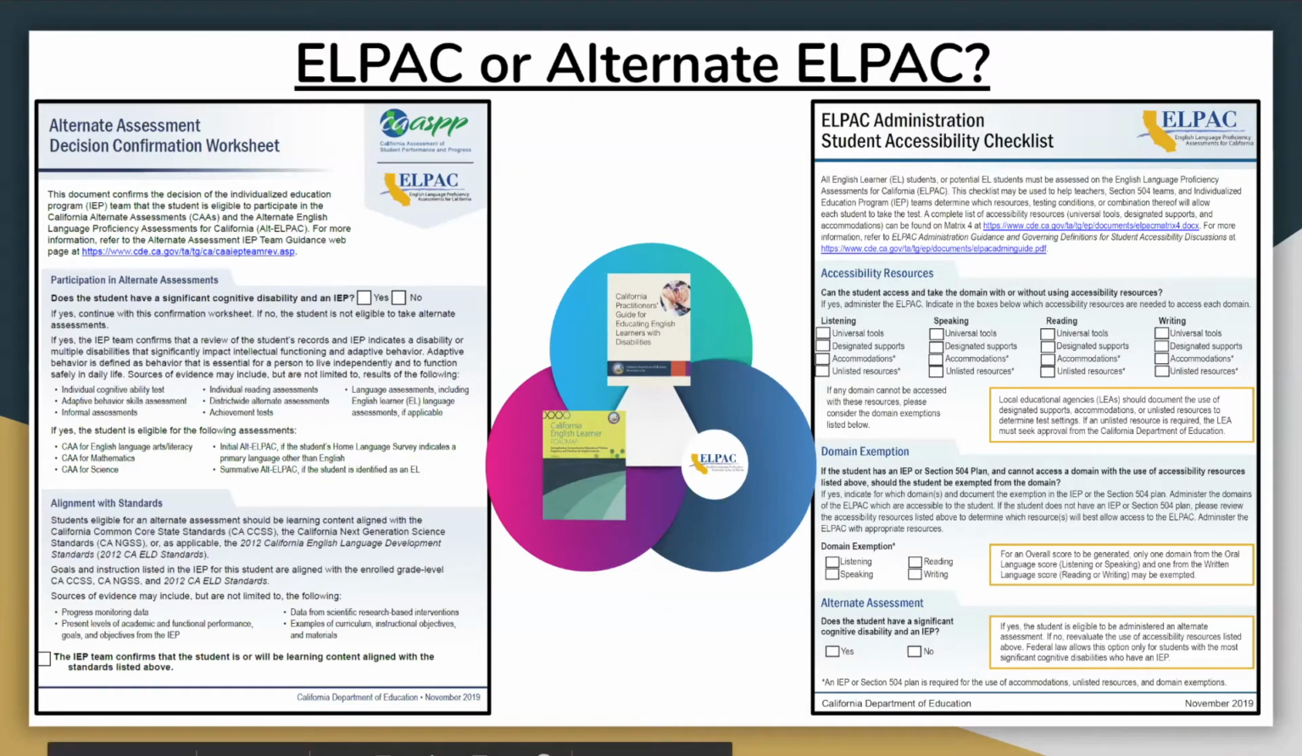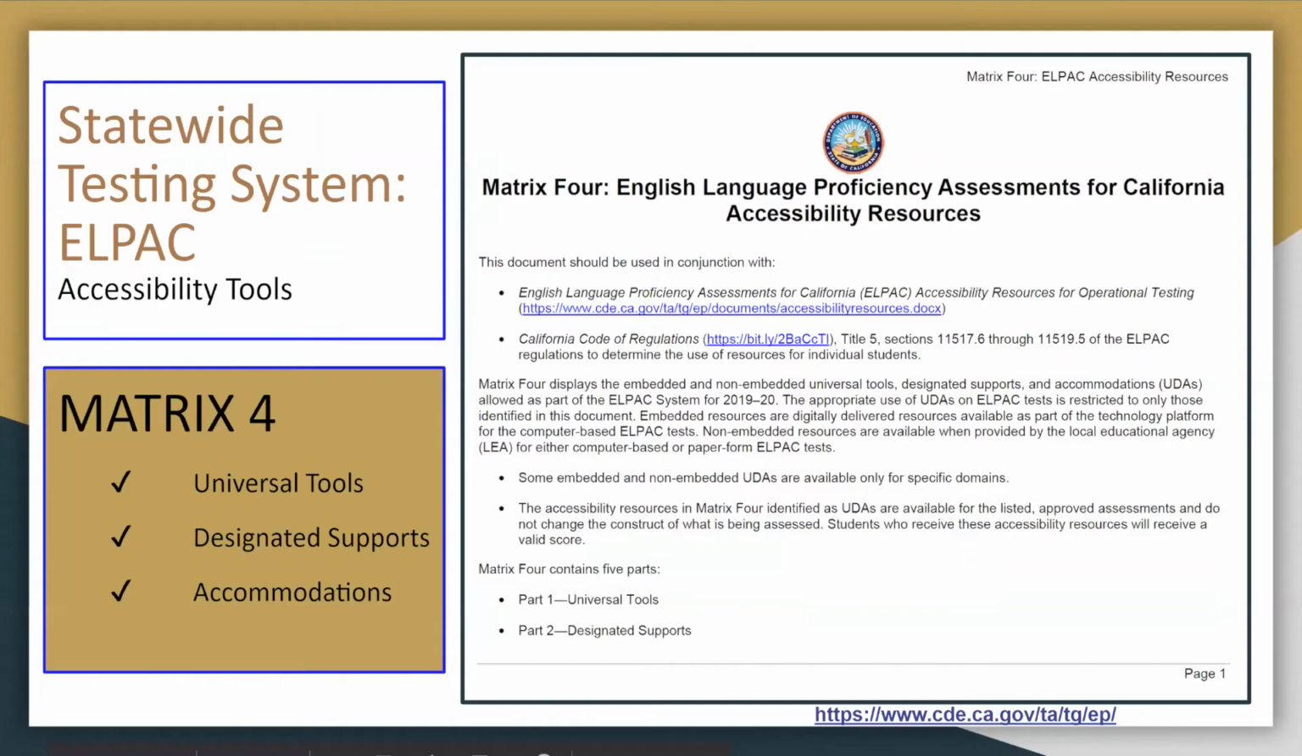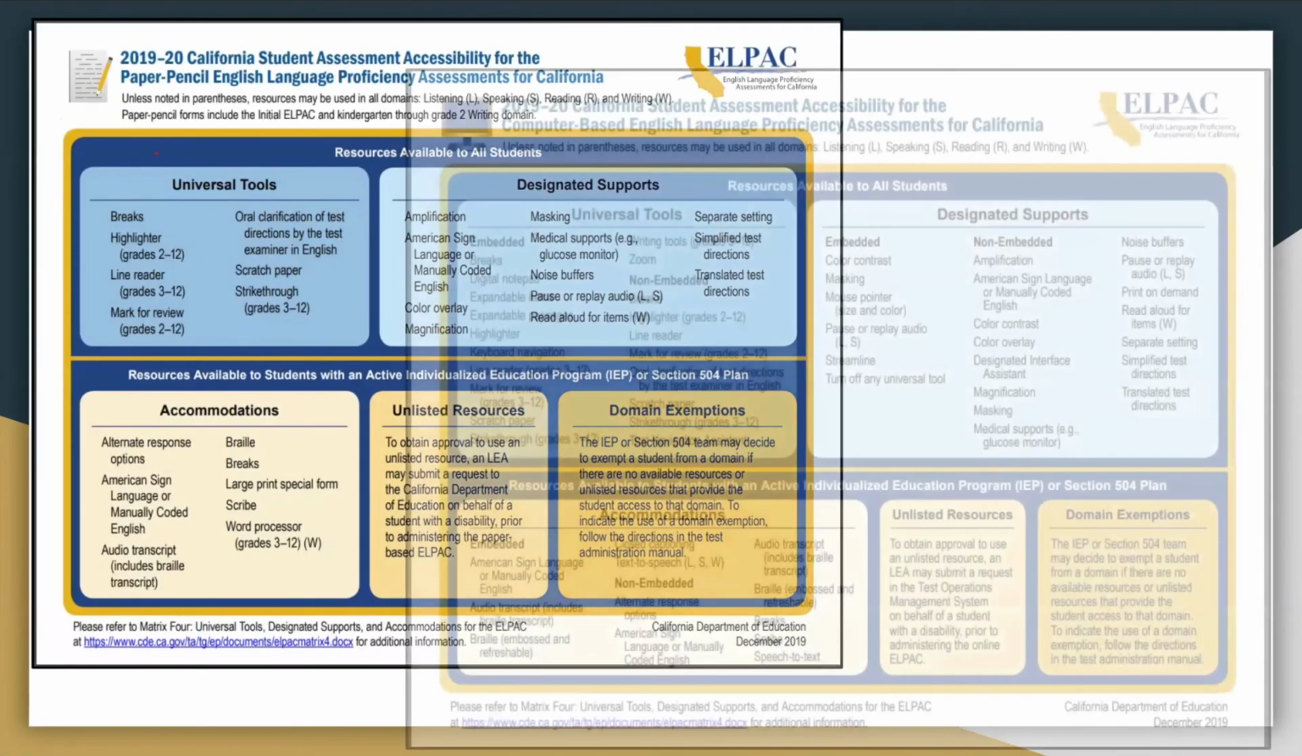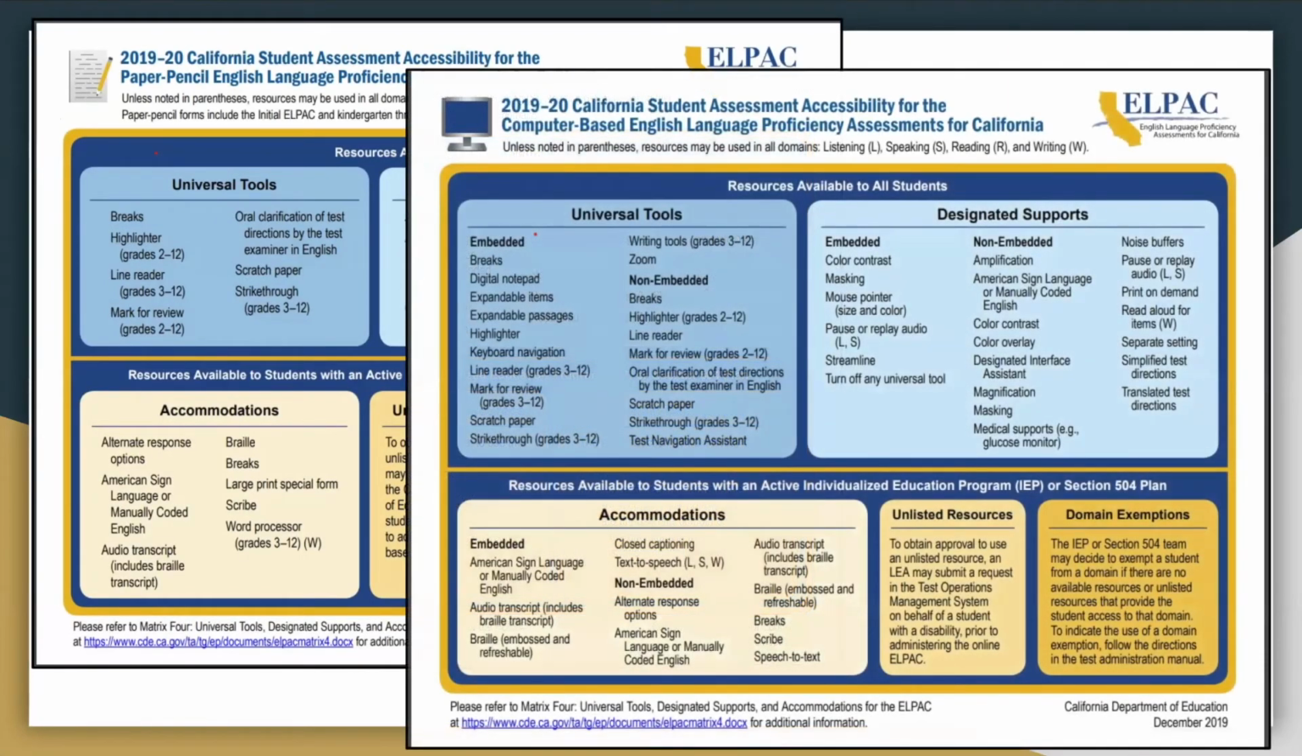Again, for intents and purposes for today, we know that the ELPAC has been suspended. But we don't want to lose sight of all of the accessibility tools that are available to our students who are English learners and our students who are English learners with disabilities. Although I won't be reviewing Matrix 4, I have it here for reference only, as these accessibility tools that are indicated for our students do provide useful information that can carry over into distance learning.